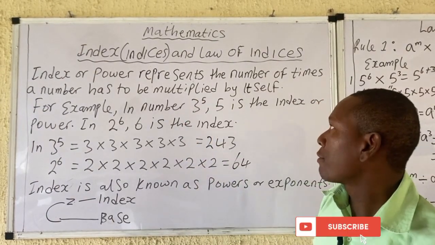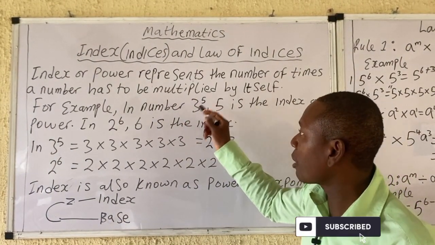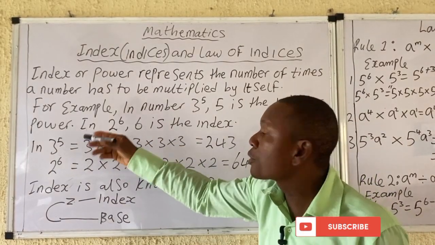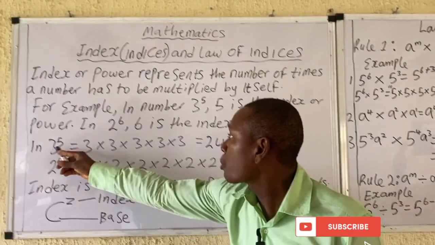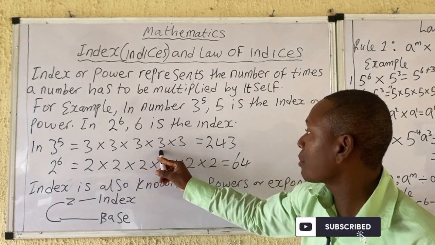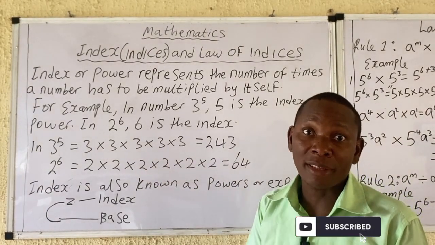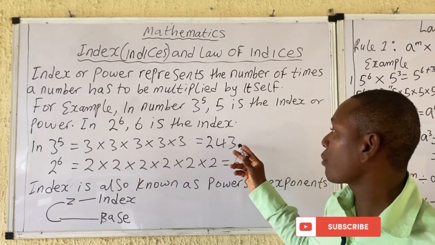3 raised to the power 5. Now, in this 3 raised to the power 5, it simply means 3 is multiplied by itself 5 times. 3 raised to the power 5 means 3 times 3 times 3 times 3 times 3, 5 times. 3 is multiplied by itself 5 times, which is 243.